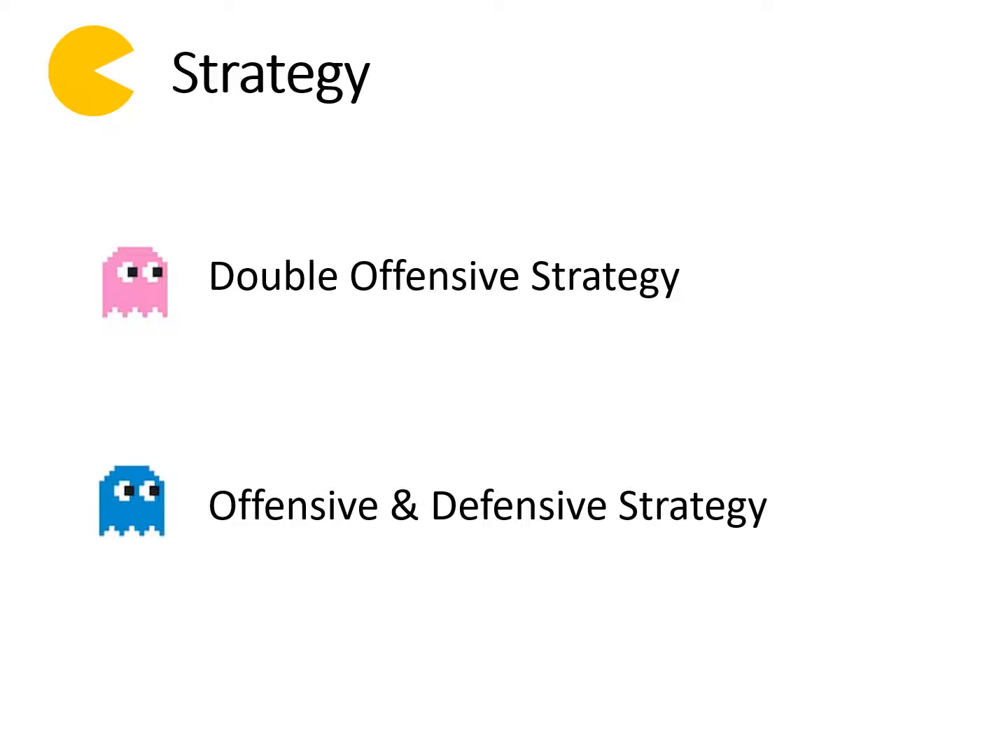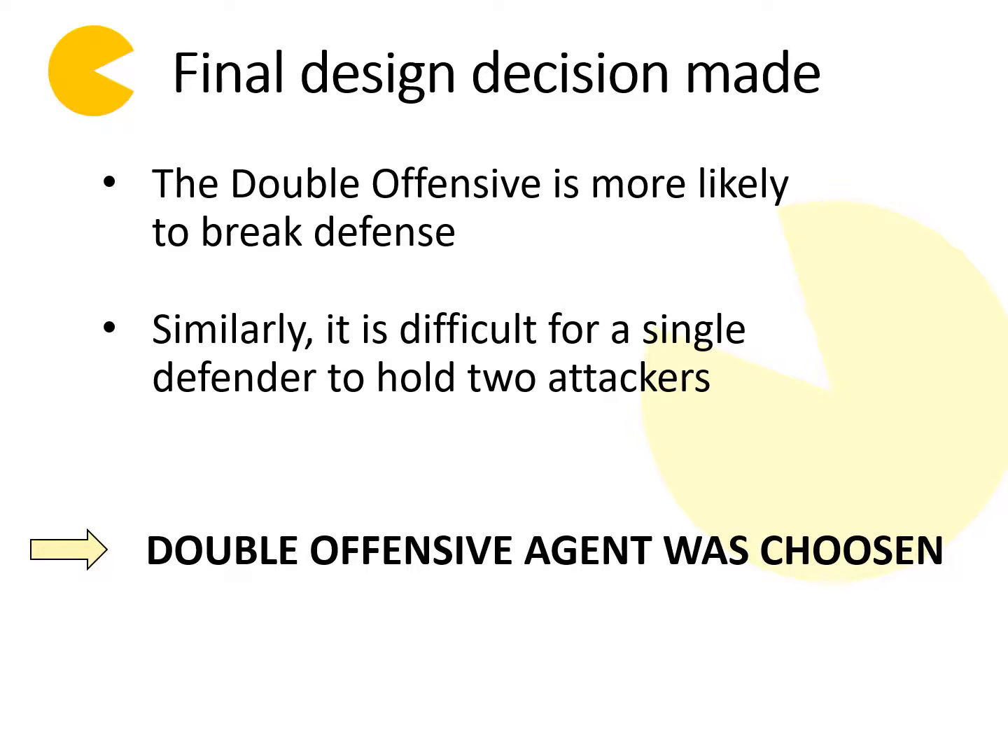We've considered two different types of strategy. The first one is having both agents offensive, eating the food in the opponent area. The second one is having one agent defense and the other attack. We finally decided to use the double offensive agent because it often beats the agent with offensive and defensive strategy in our experiments, and similarly, it is difficult for a single defender to chase two attackers.